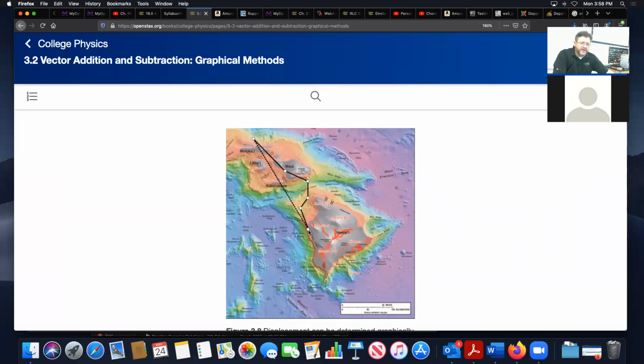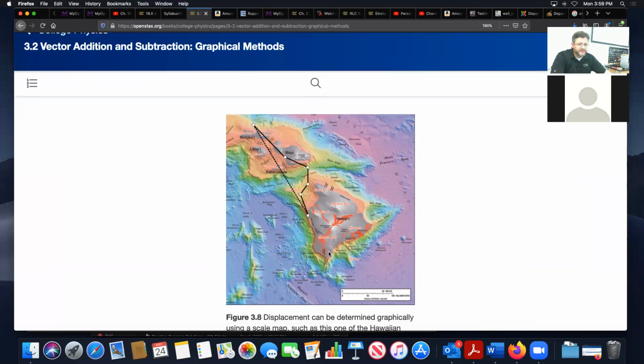Here we have a trip that somebody's going to take in a plane or a boat or something, and it looks like a plane because they're going right over the top of Maui. They take this trip here. They have several different stops, and each one of these could be considered a different displacement vector for each part of the trip. But the overall displacement, of course, would be the dotted line from where they started to where they ended, right?